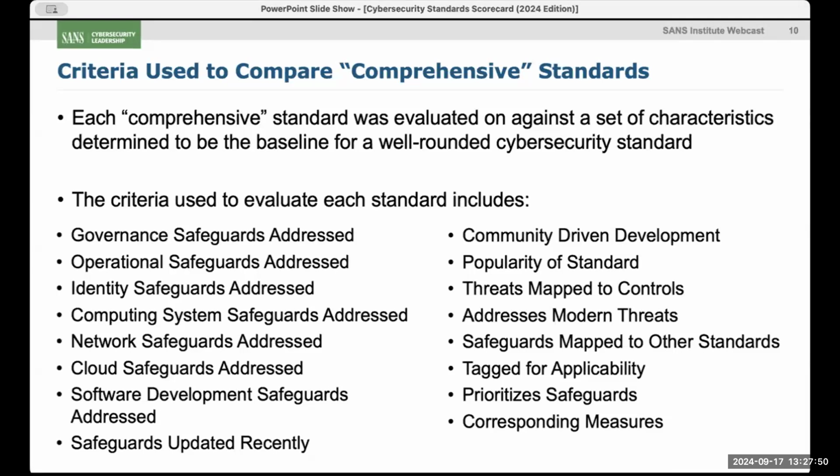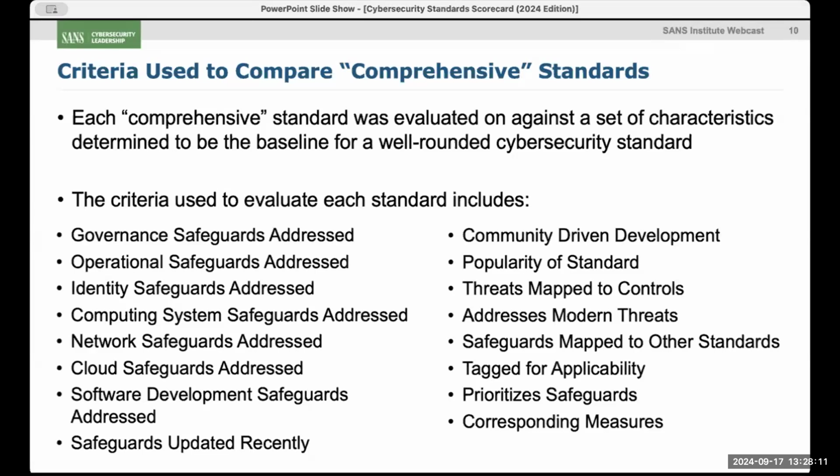We want to know if these safeguards are mapped to other standards, or is it just one isolated document? Are they tagged for applicability? So in other words, where these apply, is it just to organizations' infrastructure? Does it work against their third parties? Does it work in OT, right? Does it work in cloud, IoT, right? There's lots of different scopes here potentially we could address.